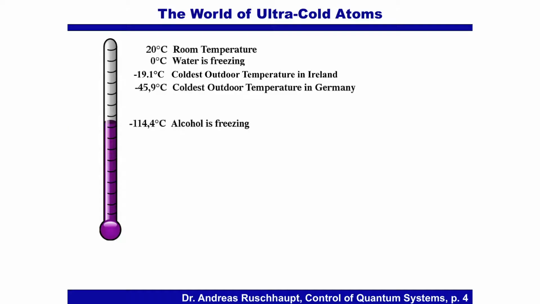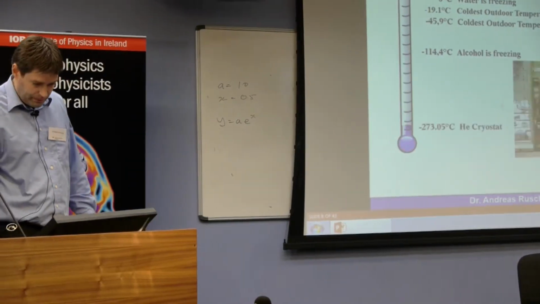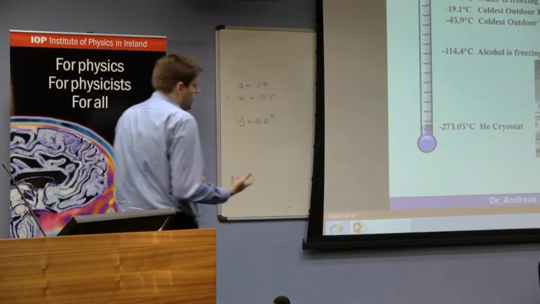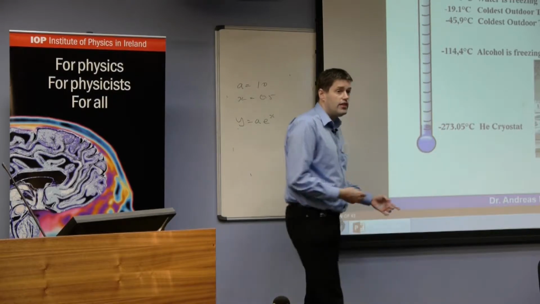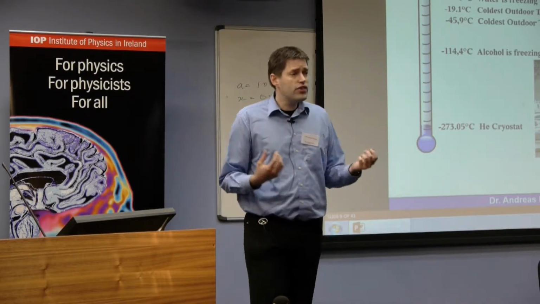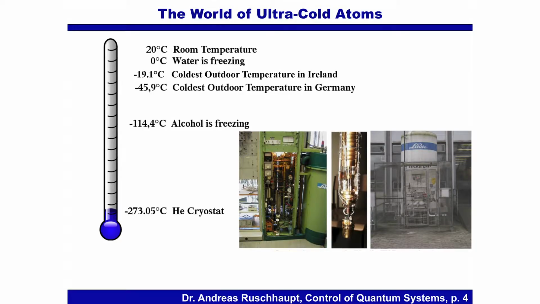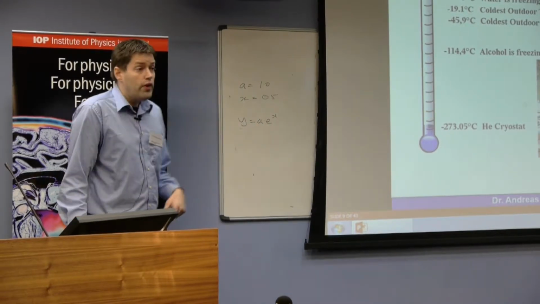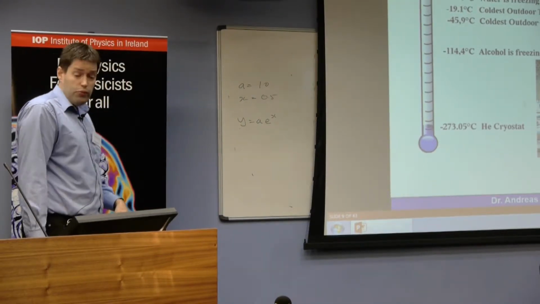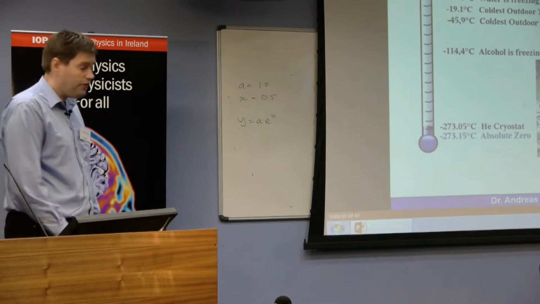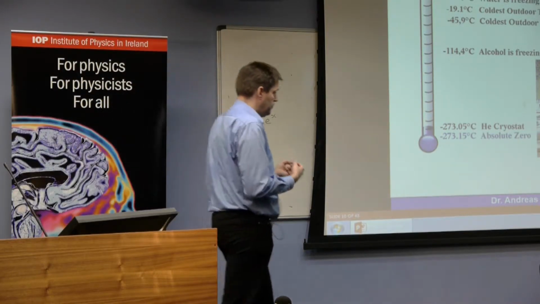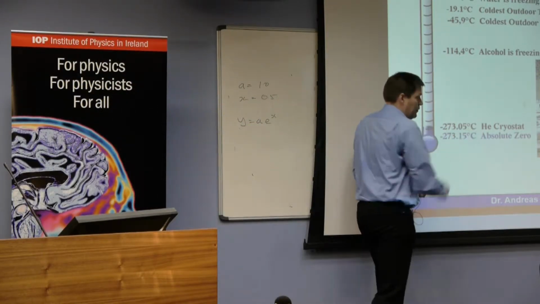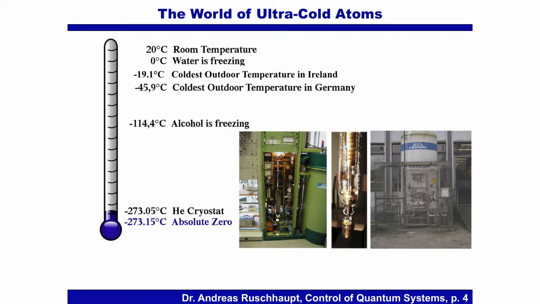Okay, let's continue cooling everything down. At some point, alcohol is freezing. And there's one mark, minus 273. This is practically the lowest temperature you can get with methods like the refrigerator in your kitchen. So with a cryostat, which is practically like the refrigerator in your kitchen, you can get these temperatures. But this is still far away from the absolute zero. Well, far, okay, it's a little bit here, but still it's an important difference.